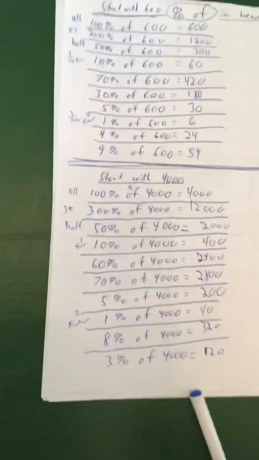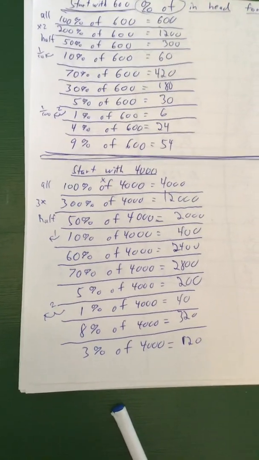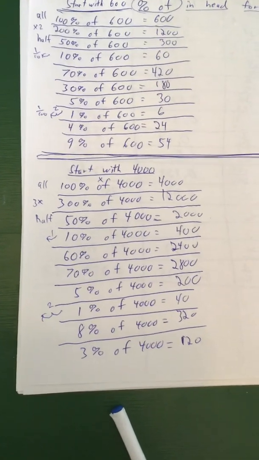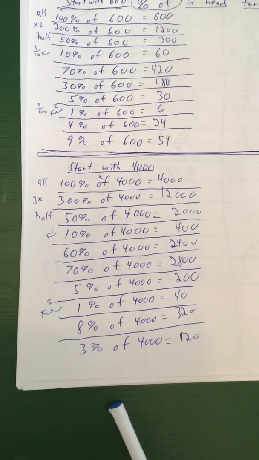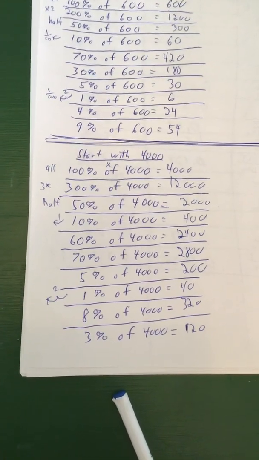Anyways, so there's a couple examples of how to do percent of questions super fast when they're super easy numbers, okay? The book gives you tougher numbers a lot of the time, so I just want to make sure you see it with the easy numbers here, all right?